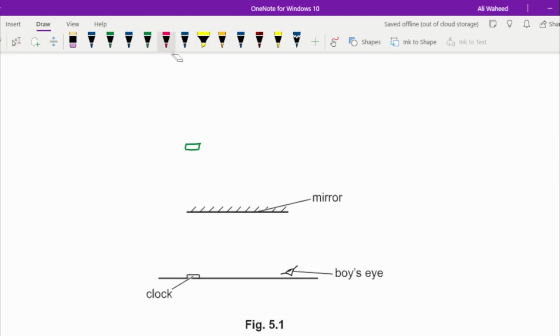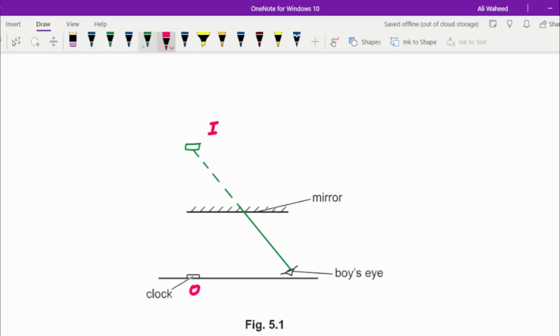From the image, draw a ray towards the eye. So once you have drawn the image, then you need to extend a ray from the image towards the eye. That will look something like this. And one property of this ray is that the part of the ray that is behind the mirror is represented by a dotted line. On this side we have the object, and on this side we have the image.